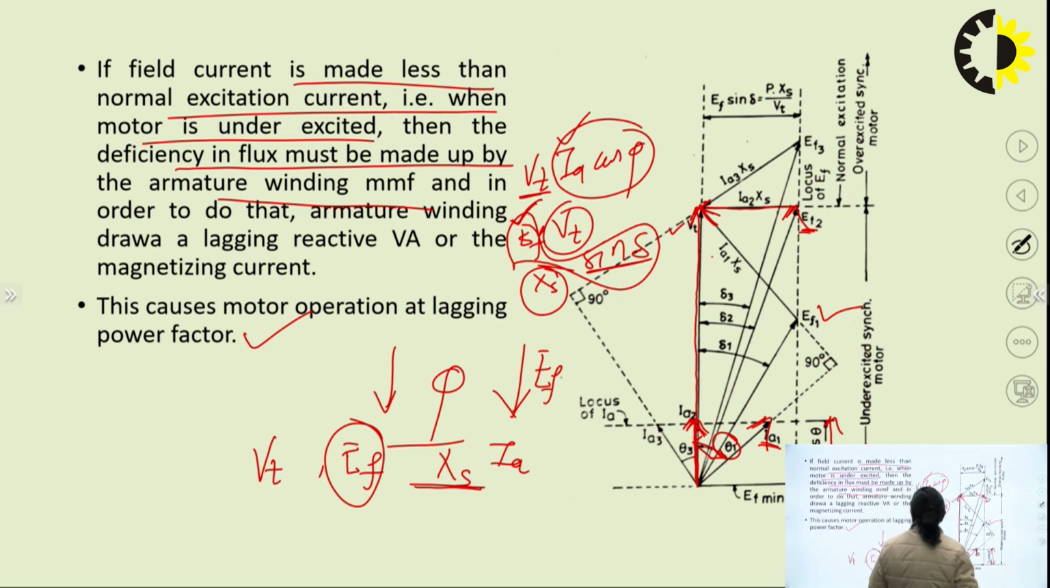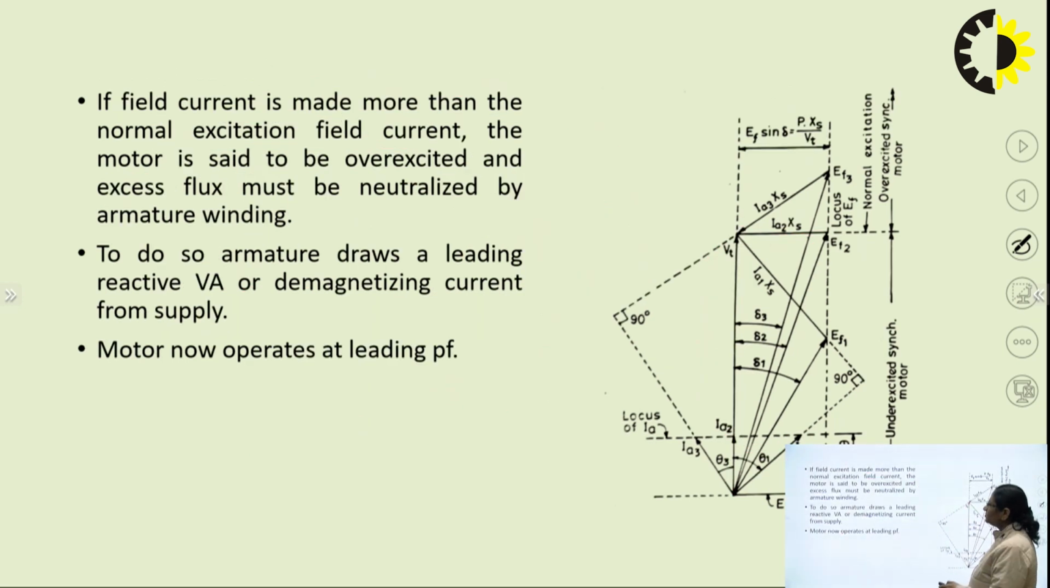Now, let us consider the third case. The third case would be the case of overexcitation. Overexcitation means an increment in the field current given to the motor. So, the excess amount of flux must now be neutralized by the armature winding, as the air gap flux has to remain constant as demanded by the constant terminal voltage given to the motor. So, to do this, a demagnetizing component of current is drawn by the armature of the motor.